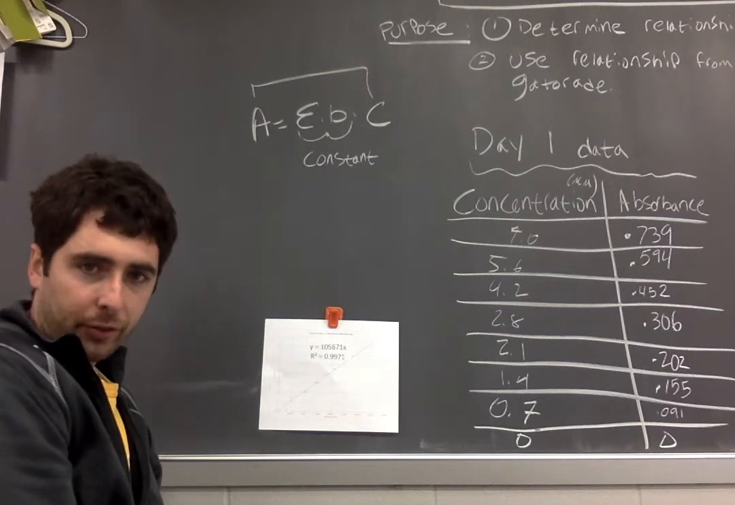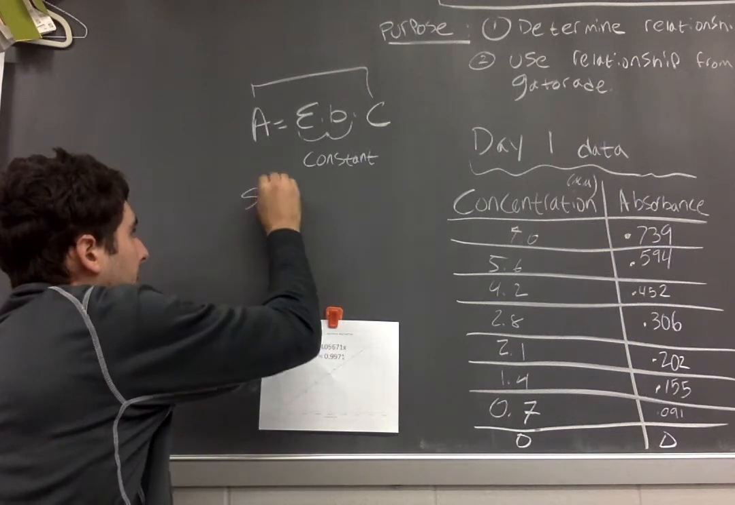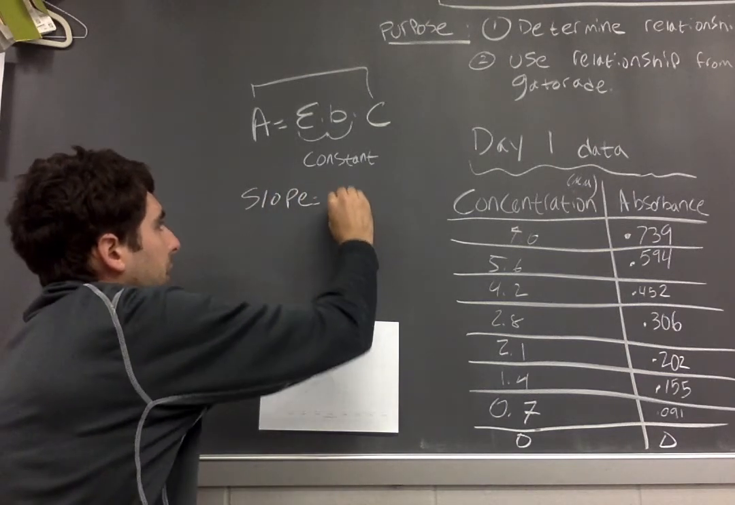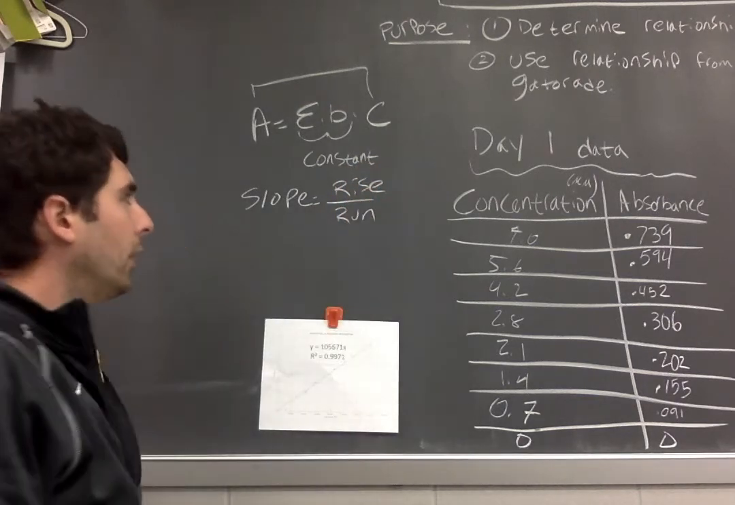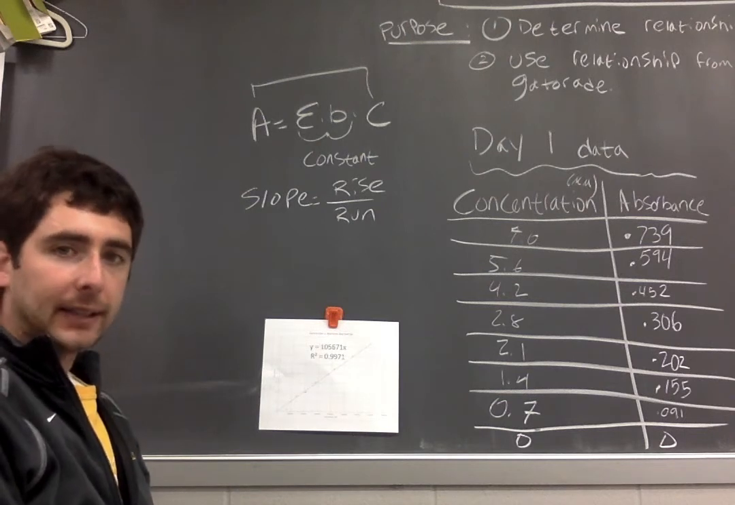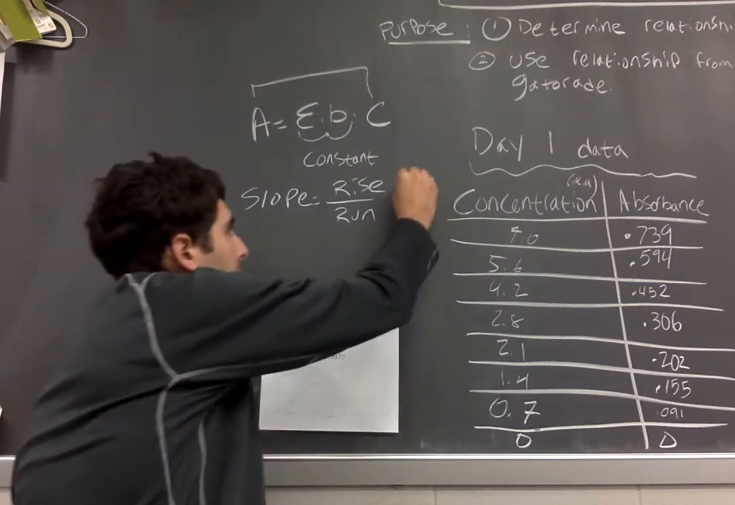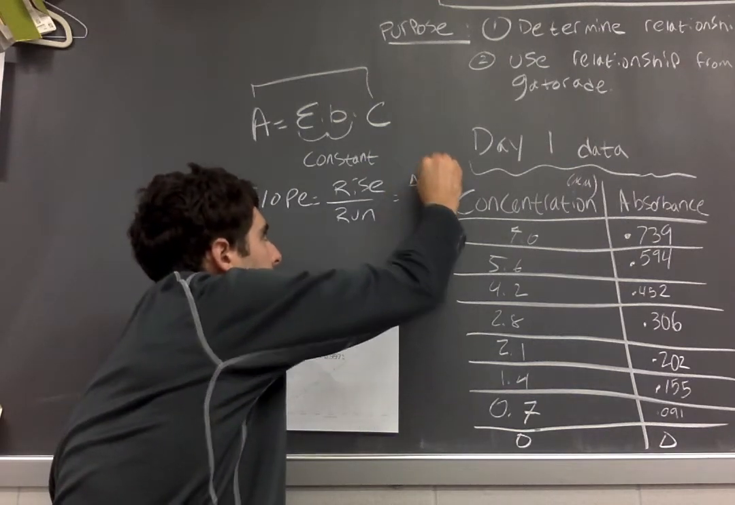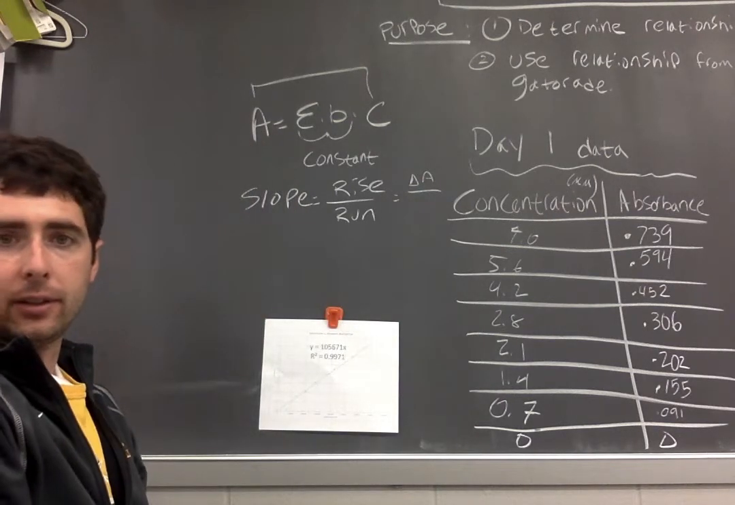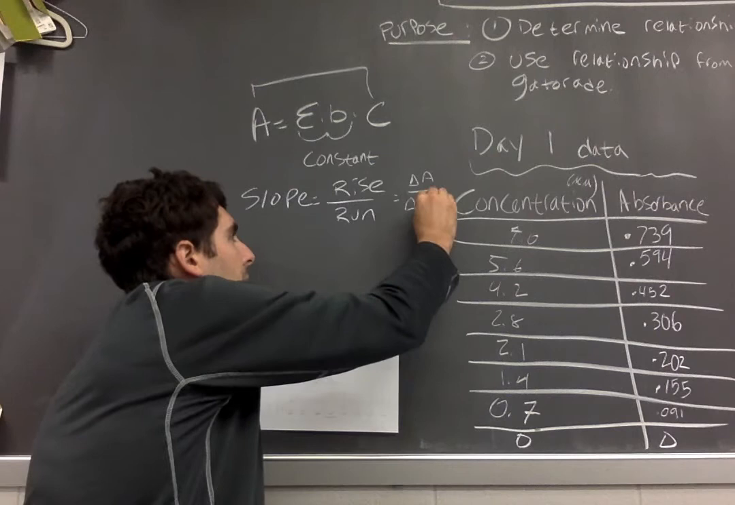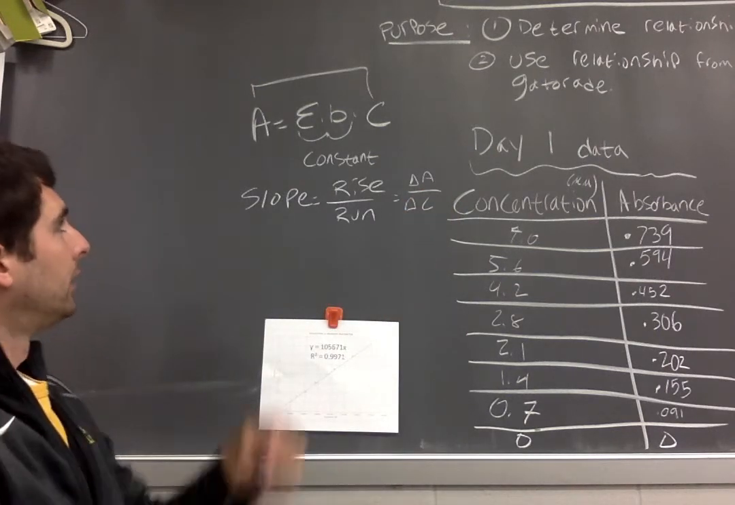Now, when we think about slope, ladies and gentlemen, we typically think slope, just in general terms, is equal to rise over run. Well, on my y-axis, change in y, in this case, would be change in absorbance. On my x-axis, I have concentration. So we have change in absorbance over change in concentration.